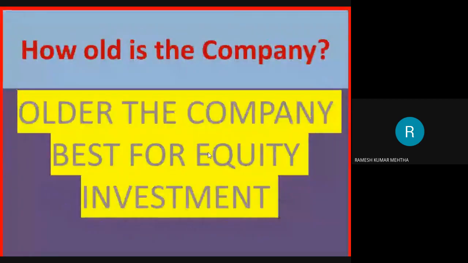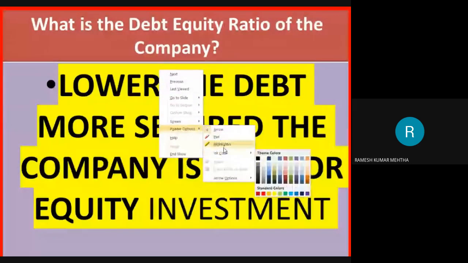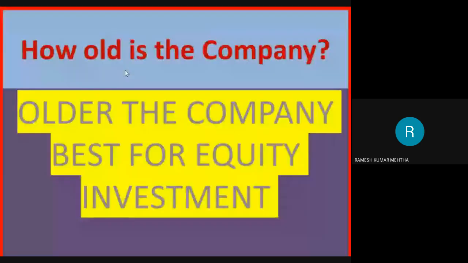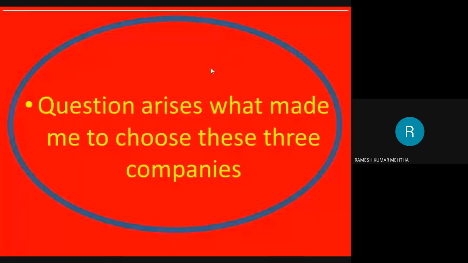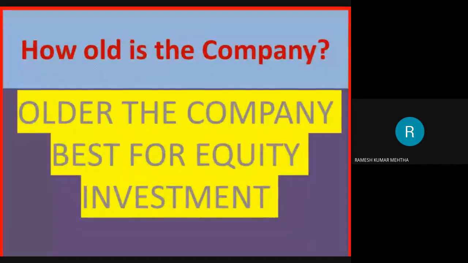So let's move ahead. As I've already told, the session is going to talk about how to invest in the stock market, and what to look at to invest in the stock market. Let's see one by one. The first one is: how old is the company? How old is the company? You have to look at the age of the company.